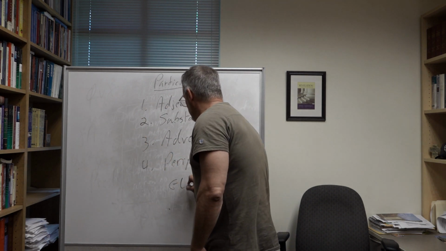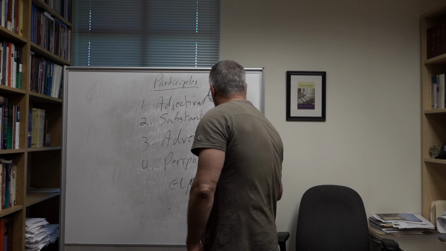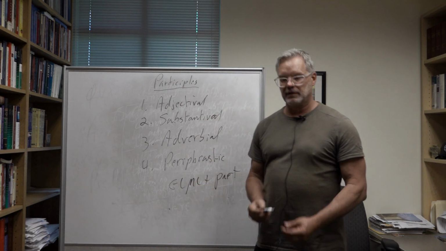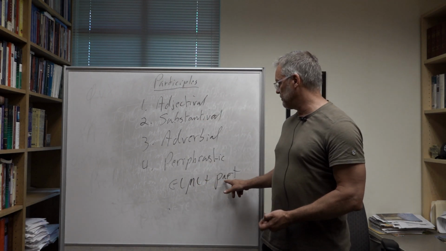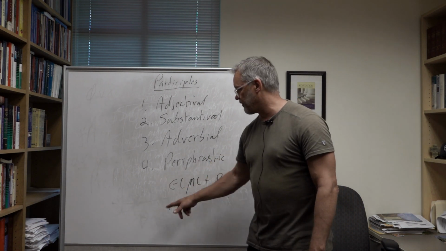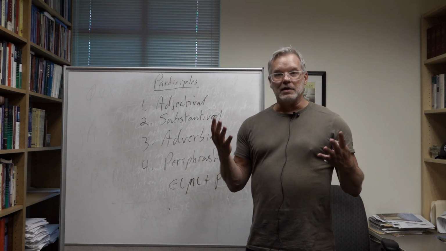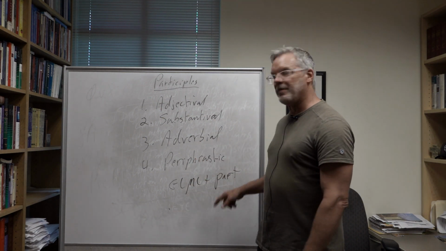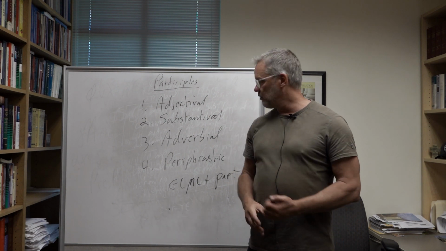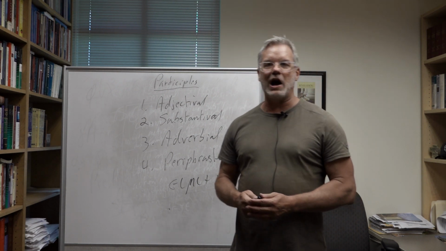Greek does that too: eimi plus a participle. Usually in that order too. Sometimes, in a few instances, the participle will come first, but it's usually a form of eimi in the present or imperfect, followed by a participle. That would be a periphrastic construction. So those are your most common usages.